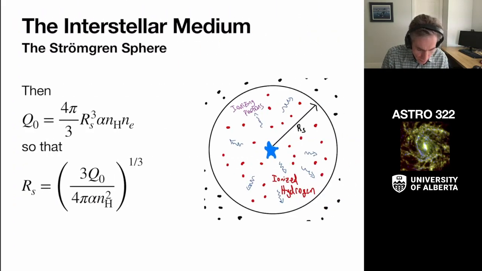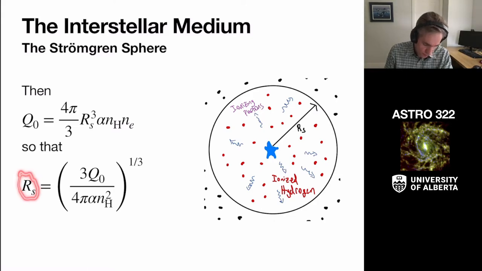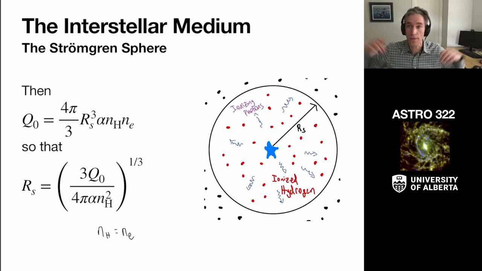Then, to figure out how many recombinations happen over the entire sphere, we multiply by the volume of that sphere, and then multiply it by that recombination rate per unit volume, and that gives us the recombinations per second, which we set equal to the total number of photons produced. Solve for the Stromgren radius. That gives us this nice expression, 3Q naught over 4 pi alpha nH squared, all to the 1/3. The nH squared comes by assuming that nH is equal to nE, and that was the pure hydrogen assumption. And the 1/3 comes from the fact that it's a sphere. So this gives us a method by saying, how large of a volume can I actually keep ionized with this ionizing source? So that's the mechanics of the derivation.